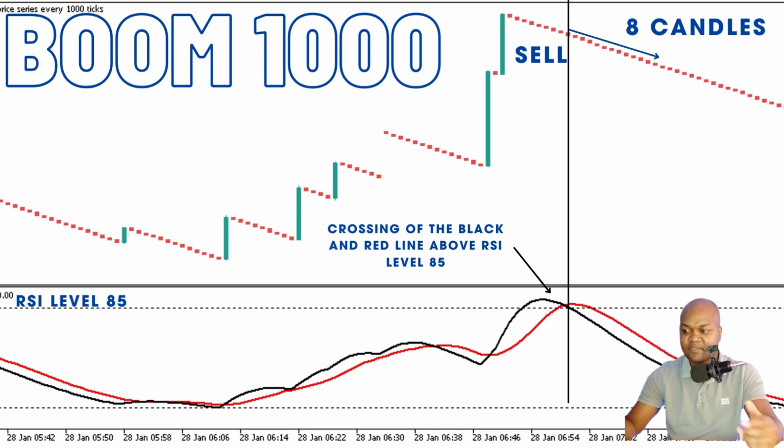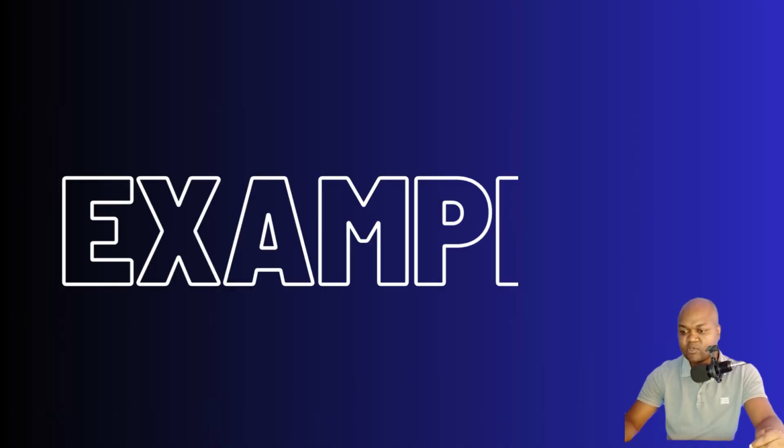Some of you will be asking, what is the zoom level? We're going to be making use of the third zoom level. The third zoom level is the one that I'm making use of. Then let's quickly look at the examples.